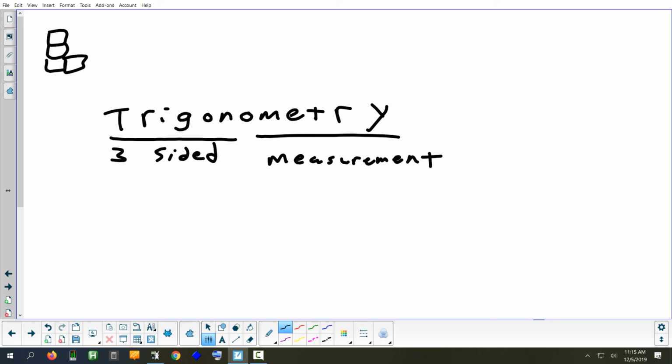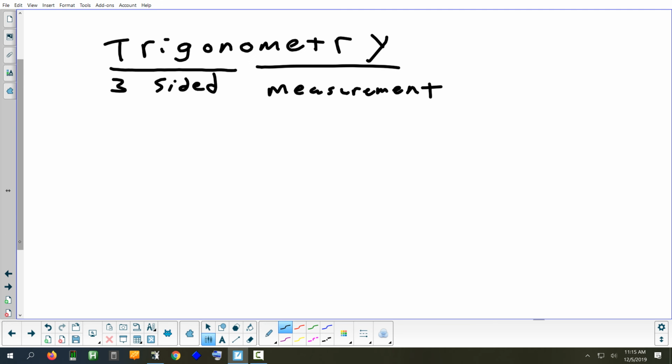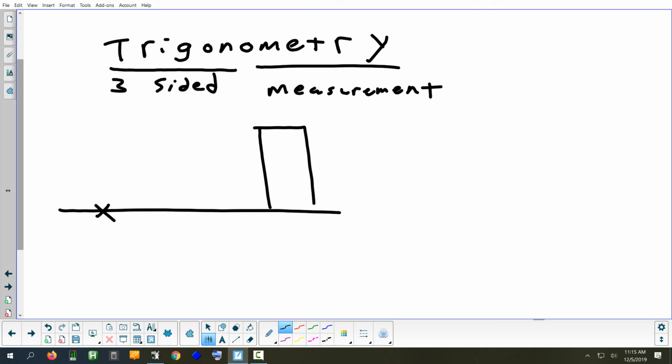So basically a lot of what we do in trigonometry is measuring 3-sided shapes. Finding how long sides are, how big angles are. For example, a very typical kind of problem. You've got a building here. You're standing here. You are 100 feet away from the building, and you have a device, like a transit, that lets you point a laser at the top of the building and get the exact angle. Maybe that's a 40-degree angle to the top of the building.